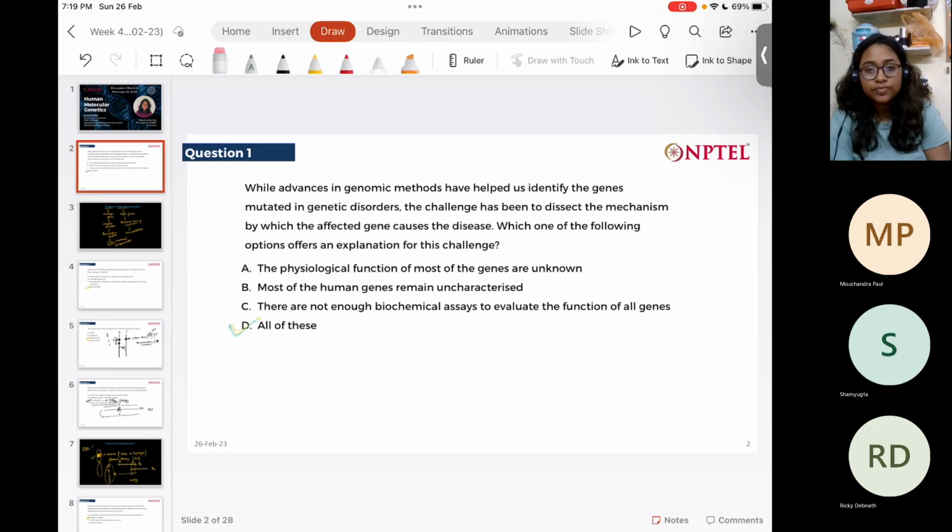Here the answer is D, all of these, because for most of the genes we don't know their physiological functions. Also, many of the human genes are yet to be characterized, and there are not enough types of biochemical assays available to us which can be used to evaluate the function of a gene or do functional assays. For example, for neural conditions, people have not yet been able to develop very robust biochemical assays for understanding symptoms like mental retardation. Okay, so this was the first question.